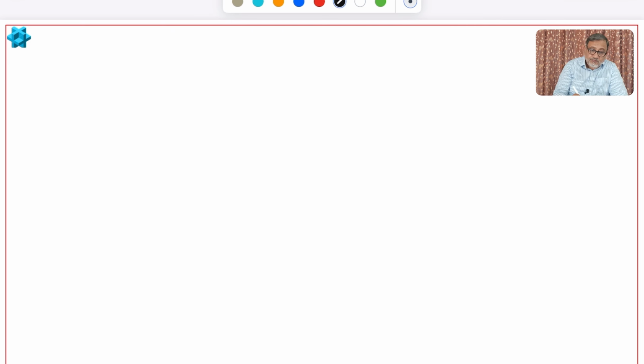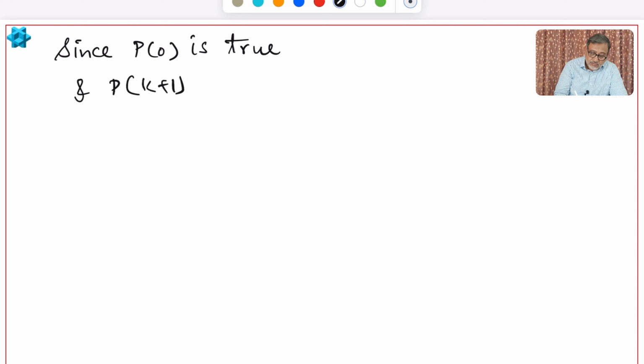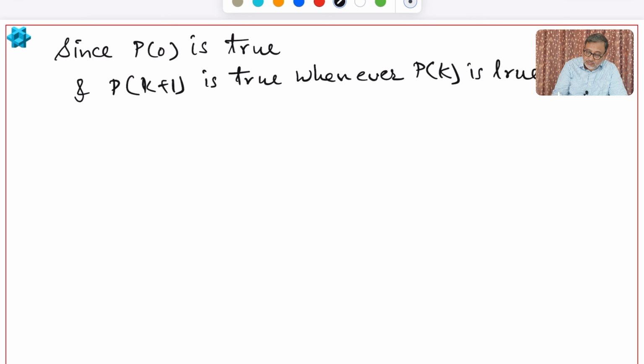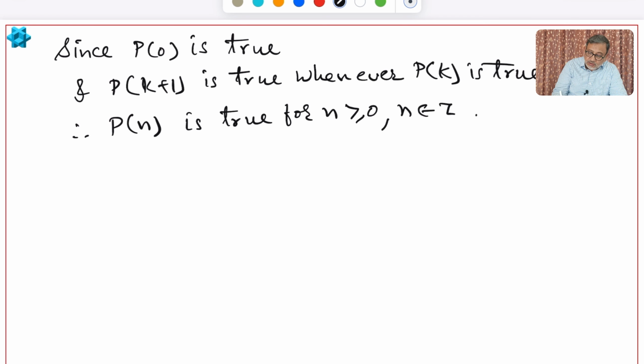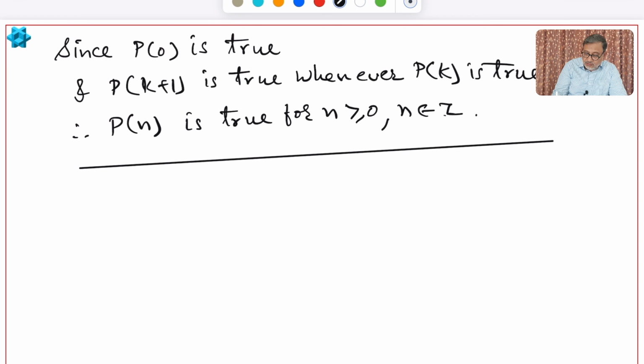Right, since P(0) is true, and P(k+1) is true whenever P(k) is true, or P(k) holds, whatever you want to write, therefore P(n) is true for n greater than or equal to 0, n belongs to Z. So like this we have completed the proof of this whole question, right?